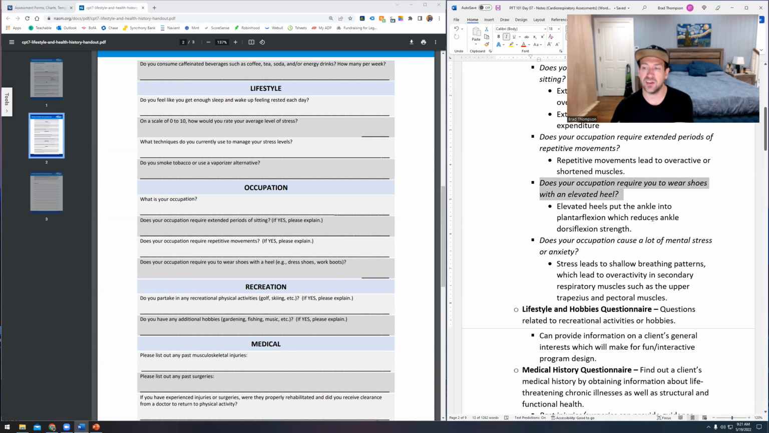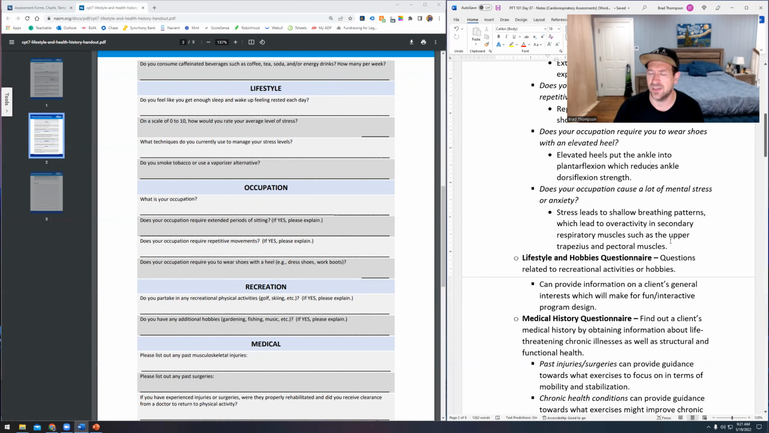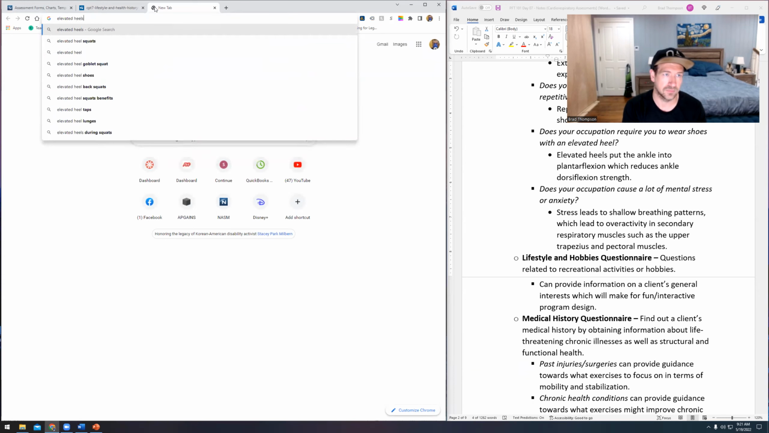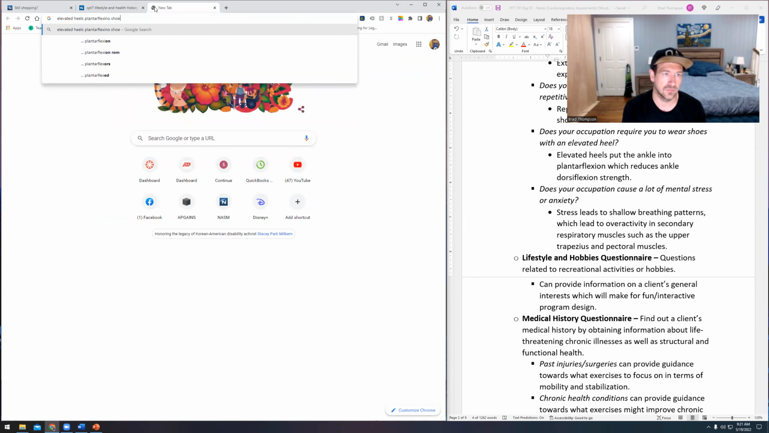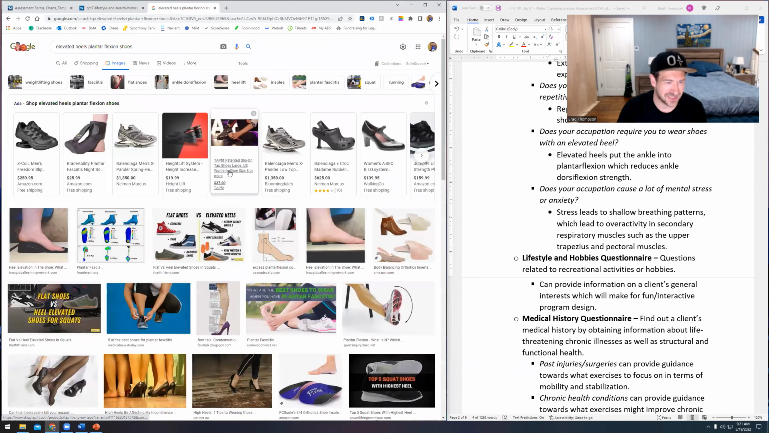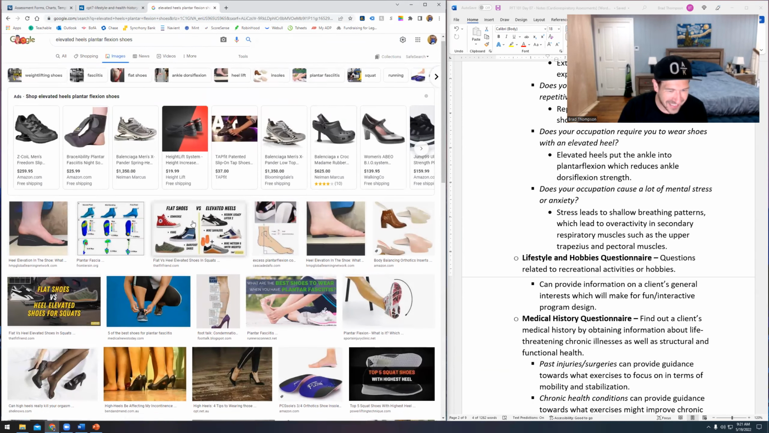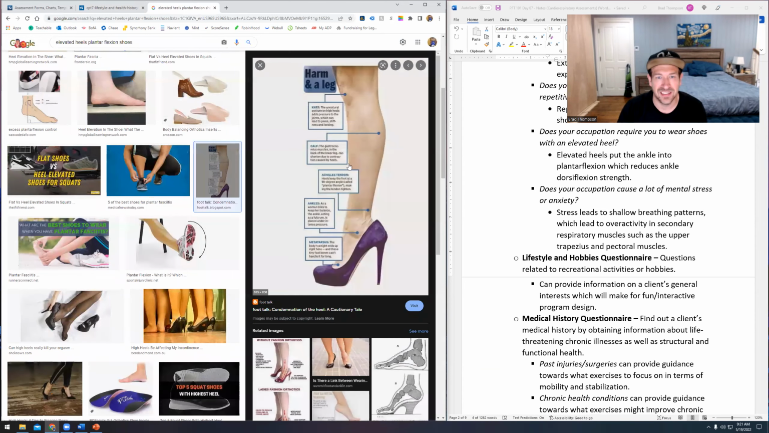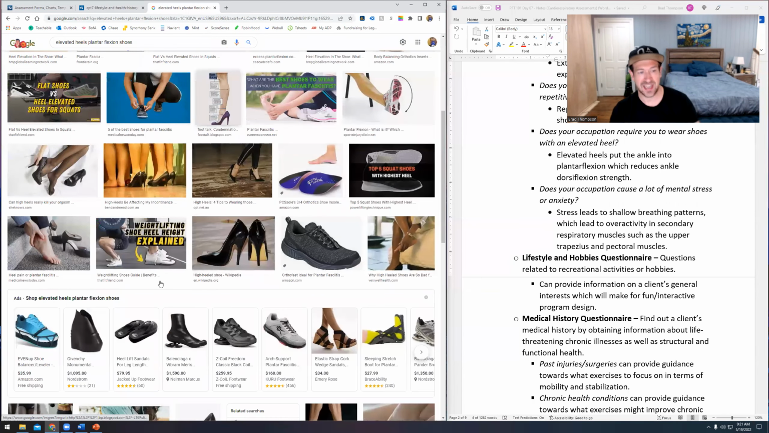Does your occupation require you to wear shoes with an elevated heel? That's kind of a weird one, but elevated heels put you into plantar flexion. I'll find a picture of this. See, it's going to show me weightlifting shoes. That's not really what I'm looking for. But you can see this is major plantar flexion, right? Just happening passively all day.